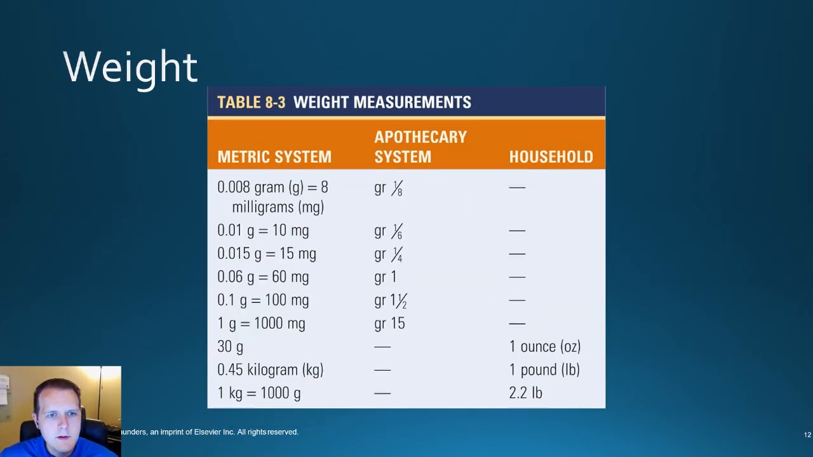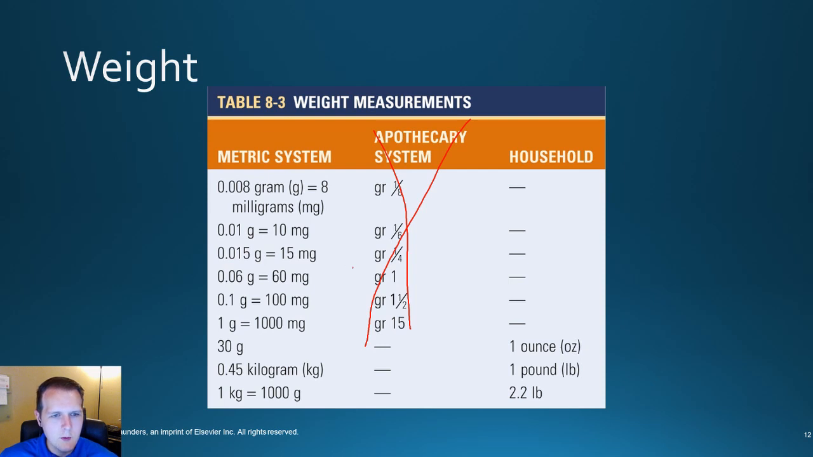Now, for my purposes here, I'm going to go ahead and just X out this whole apothecary system. I'm going to make sure I eradicate this from any of your quizzes or assignments, mainly because it's an old system of measurement that we don't really use anymore in hospital pharmacy. Maybe if you go and work in a compounding pharmacy, but not very common.